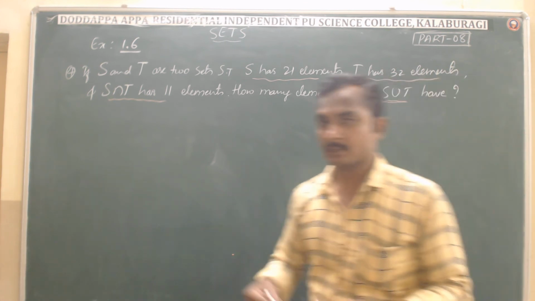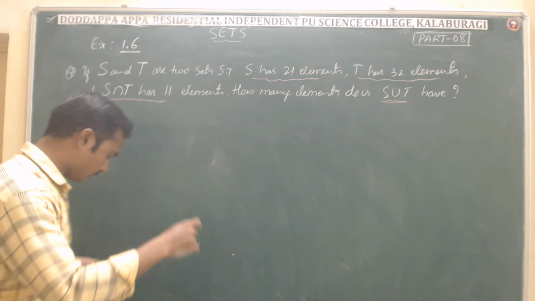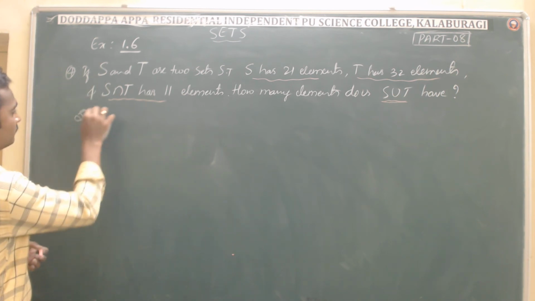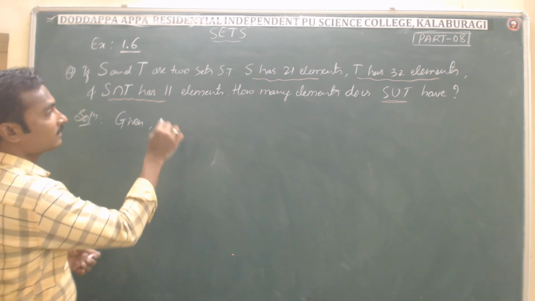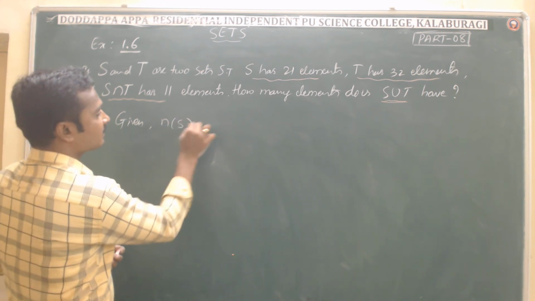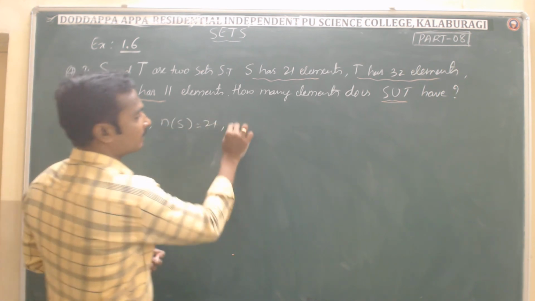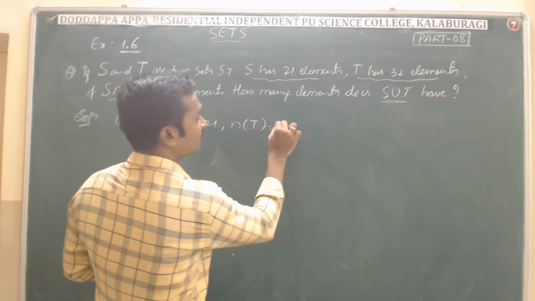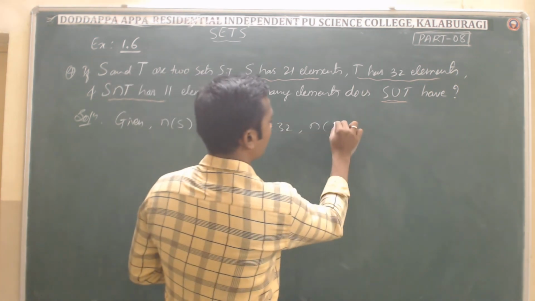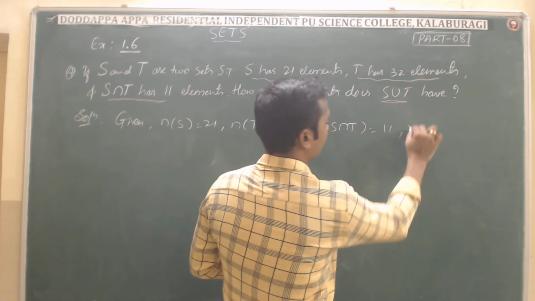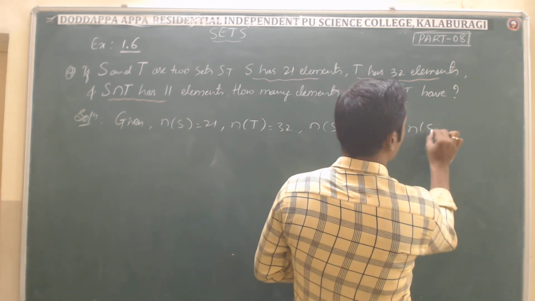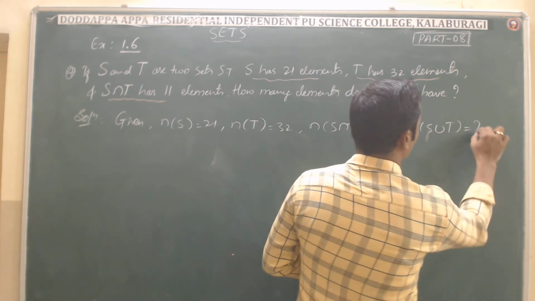Okay, so let's take what has been given. Solution. What are the given terms? Given is the number of elements of S is 21, the number of elements of T is 32, the number of elements of S intersection T is 11, and we need to find the number of elements of S union T.